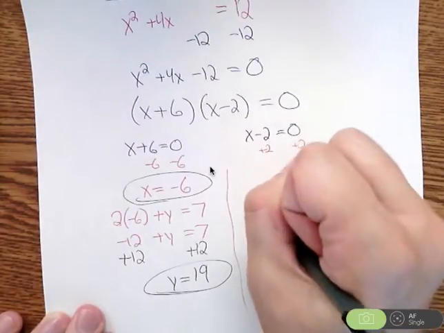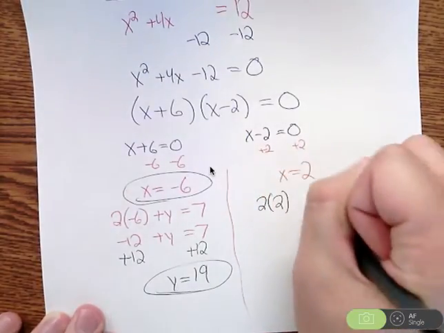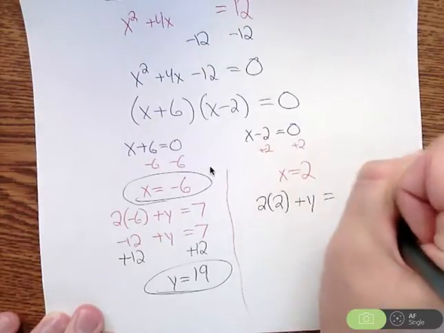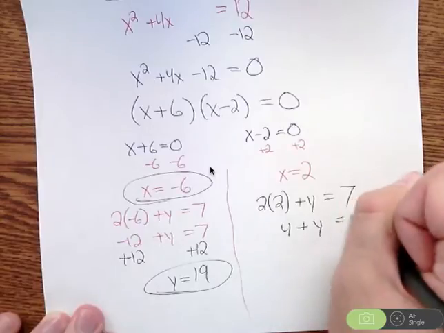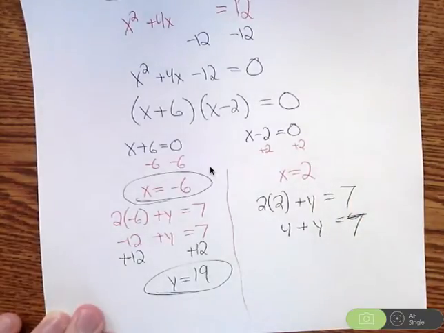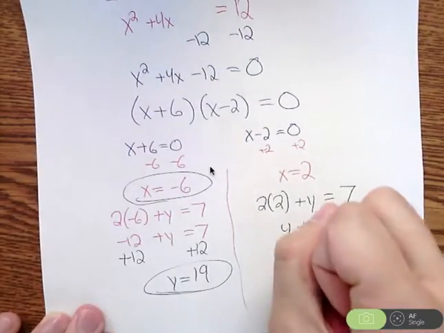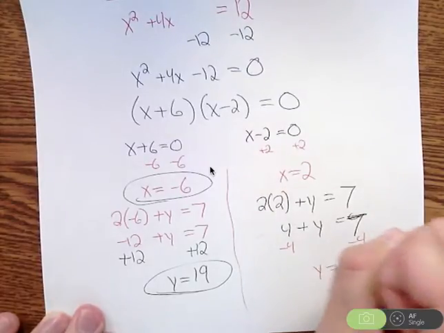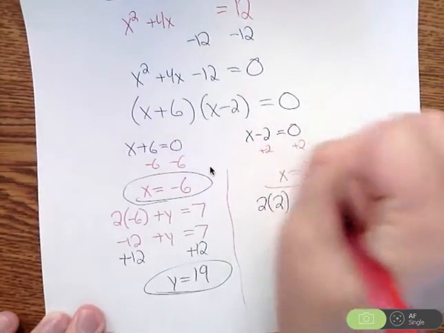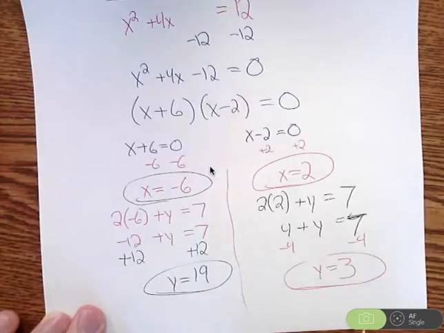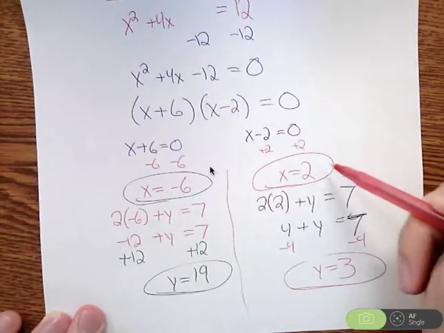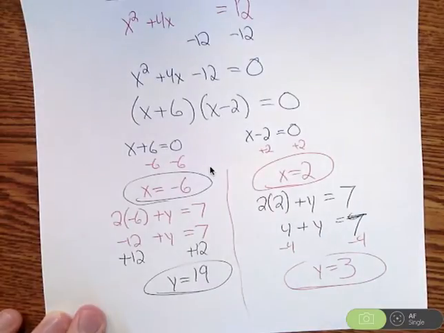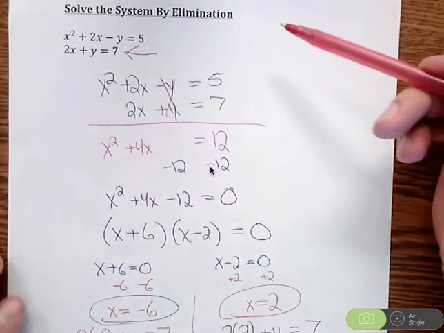Do the same thing over here. 2 times 2, plus y equals 7. So 4 plus y equals 7. Subtract the 4, get y equals 3. So x equals 2, y equals 3. So this is one solution, negative 6, 19. The other solution, 2, 3. And that is solving by elimination.